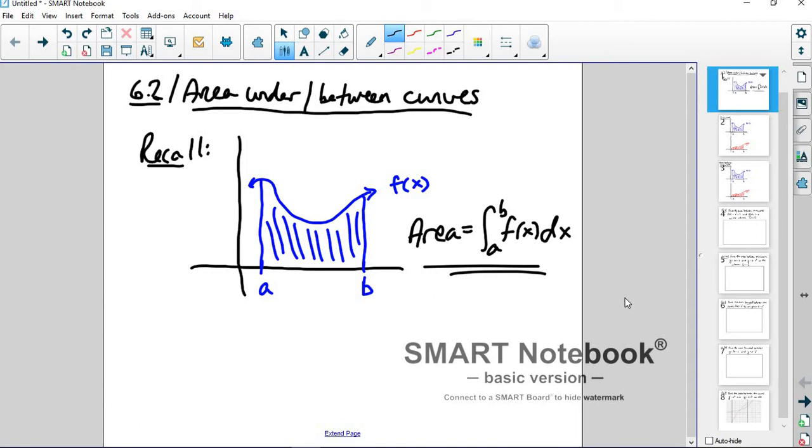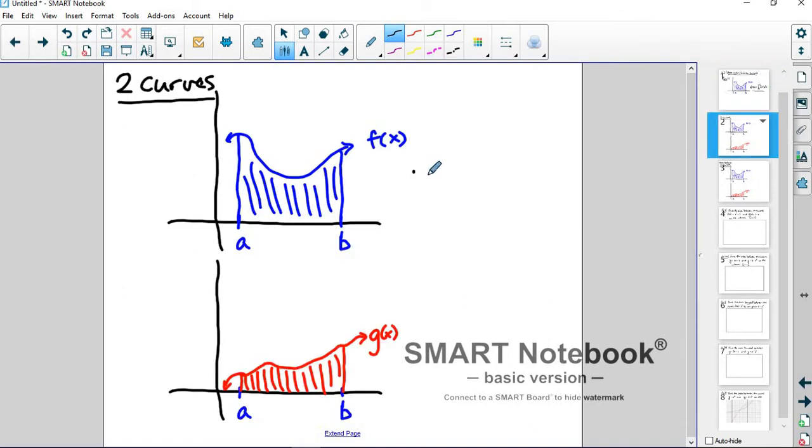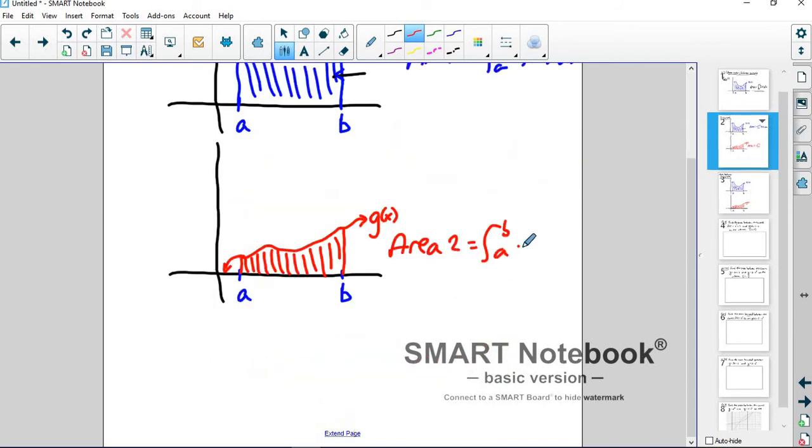So now we're going to talk about a more general idea of area. Let's say we have two functions, f of x and g of x. The blue area, I'll call it area 1, is the integral from a to b of f of x dx. We just mentioned that. How about the red area down here? This is a different function, g of x. And so area 2 here is the integral from a to b of g of x dx. So we have this area and this area here.